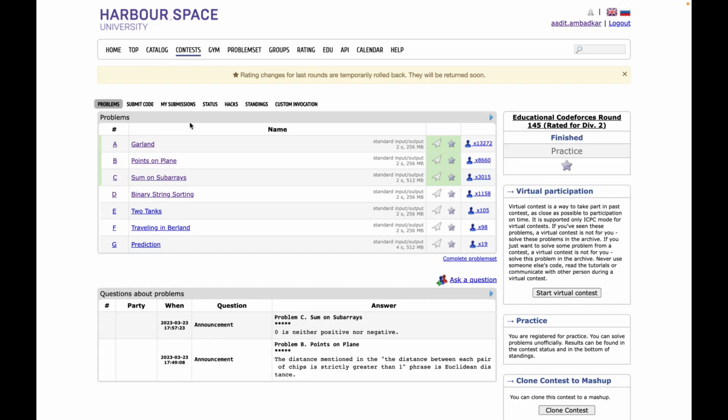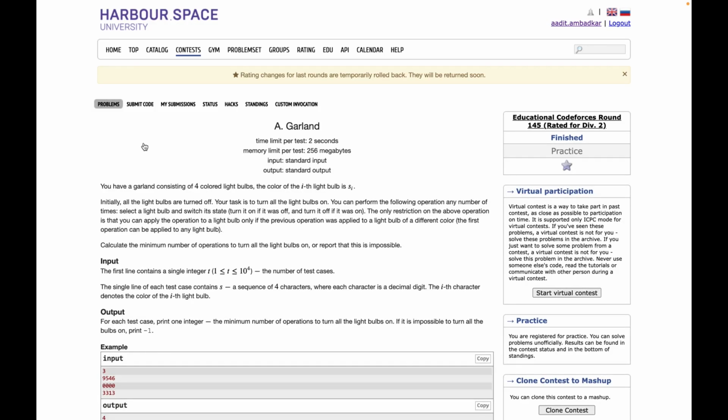Today we're going to be going over these three problems from the Educational Codeforces Round 145, rated for Division 2. So let's get started. Problem A is called Garland, and essentially you have a garland consisting of 4 colored light bulbs. The color of the light bulb is Si. Initially, all the light bulbs are turned off, and your task is to turn all the light bulbs on.